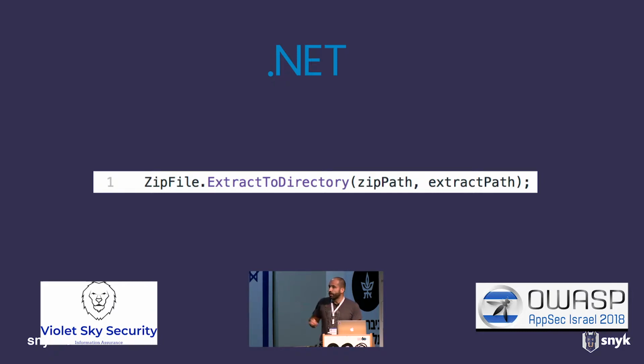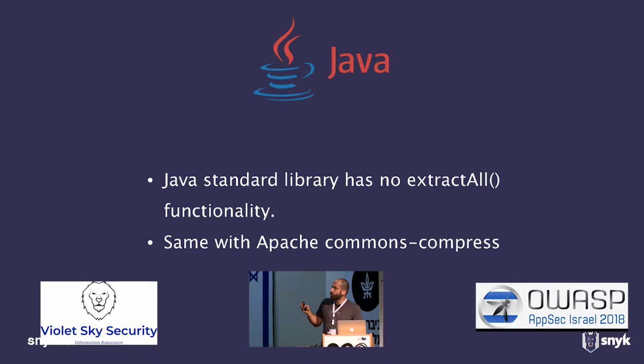There is a zip file class that has this extract to directory method, and it would extract the zip file into the directory, all the files in it. But in Java, the standard library provides us with different classes like zip file and zip entry, but no high-level functionality of extract all. And this is most often what we as developers want. We just want to open the file.